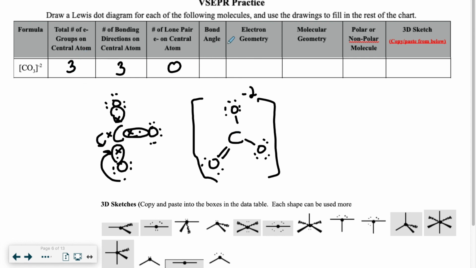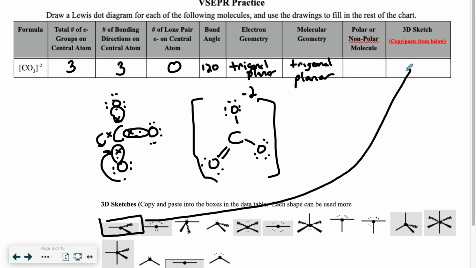All right, if I go across that row, this is a trigonal planar. And because it is 3 and 0, it is also trigonal planar for the molecular geometry. Bond angle of 120 degrees. And then for our picture, it's going to be this one again. This is 3 and 0. So that would get copy and pasted up here.